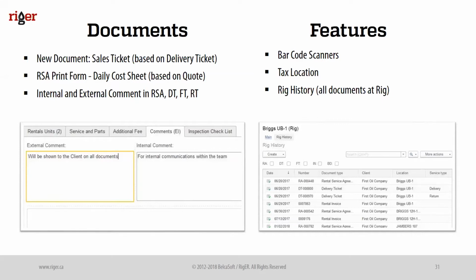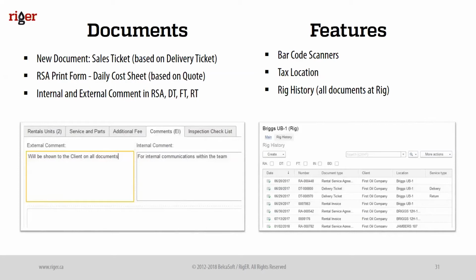In terms of features, we have added the barcode scanners, and thankfully for our Texas partners, we developed this feature and have successfully implemented it in RigER. So now if you have barcodes on your rental equipment, you're able to quickly scan it, and the unit numbers or serial numbers or just the name of the rental equipment will be quickly picked up and put in the table of your electronic document.